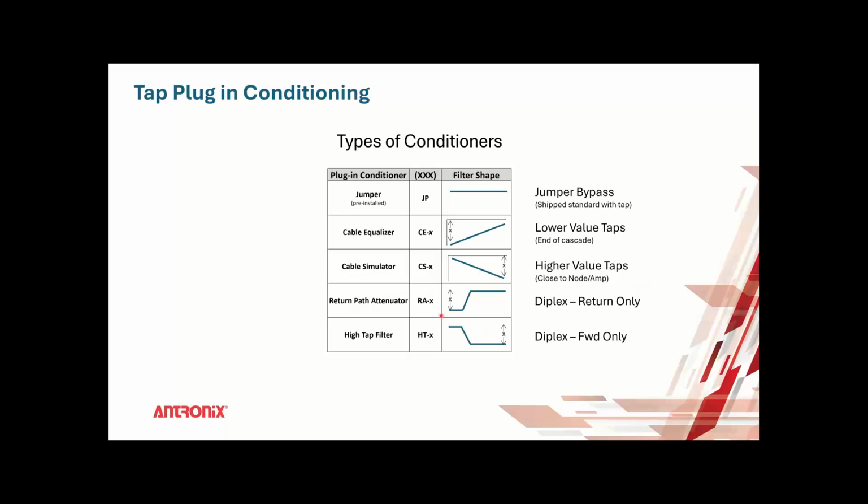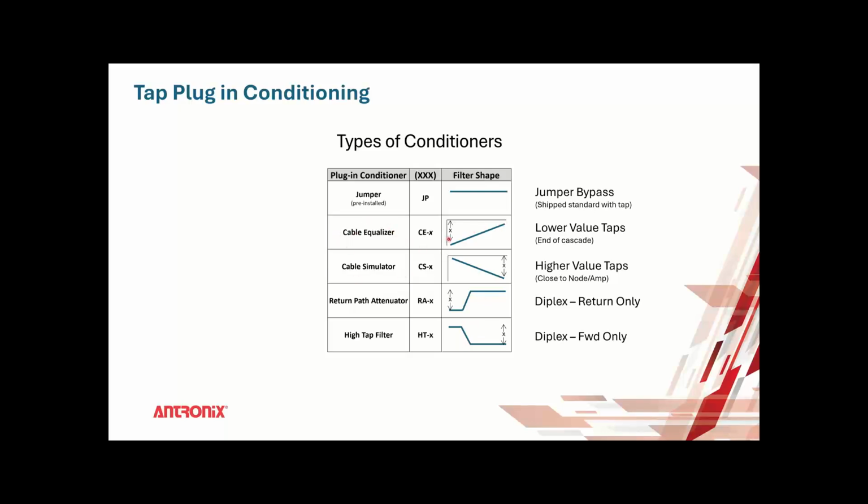There are also diplex versions. So you have flat loss in the upstream, and minimal loss in the downstream. So it's a return path attenuation. We're attenuating the upstream. These are diplex plug-ins that go into the tap. And there's also a high tap value plug-in, which is a forward path attenuator, with flat loss, minimal loss in the upstream, and forward attenuation on the downstream. These diplex versions do similar things as the cable equalizers and cable simulators.